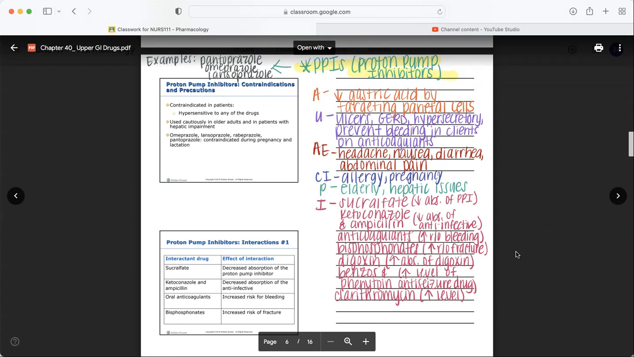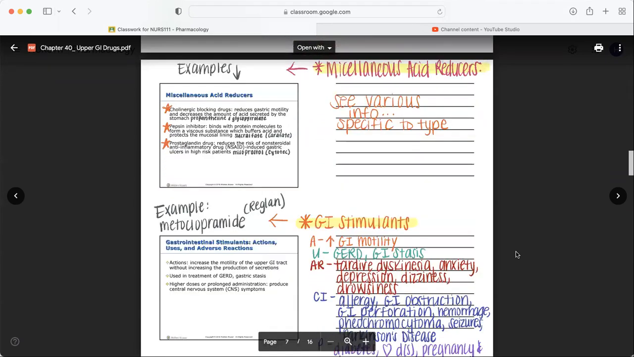And then digoxin: increased absorption of digoxin, potential digoxin toxicity. Benzodiazepines and phenytoin are going to increase the level of the anti-seizure drug, so really decrease central nervous system. And then clarithromycin is going to increase the level of clarithromycin if we mix it with a PPI.